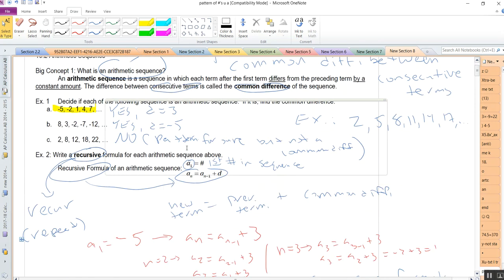Like, for example, for the one that I have highlighted in yellow here, -5, -2, 1, 4, 7. If I'm doing a recursive formula, and I want to find, say, the 20th number in that sequence, I have to keep adding 3 several times until I get the 20th number. And again, that doesn't seem to be very efficient.